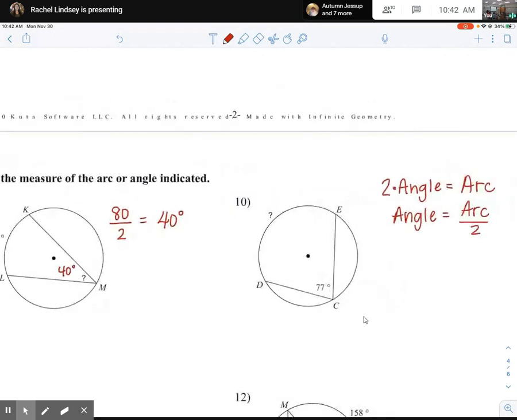Okay, so this time we're looking for an arc, and we're given an angle. Do you want to do 2 times angle equals arc, or arc divided by 2 equals angle? We could do either one. Either one will give you the answer. In my opinion, 2 times angle will probably be the easiest. They're the same formula, just if you divide both sides by 2, 2 times angle equals arc, you'll have the red formula. But since we're given an angle, I'm going to do 2 times angle. So 2 times 77 is what? 154.